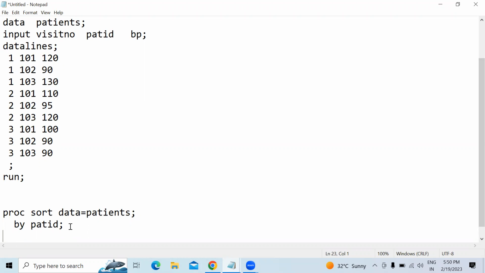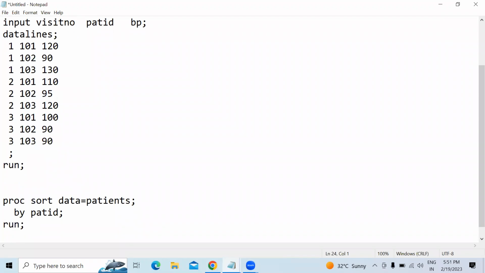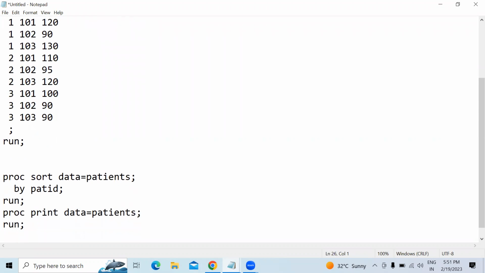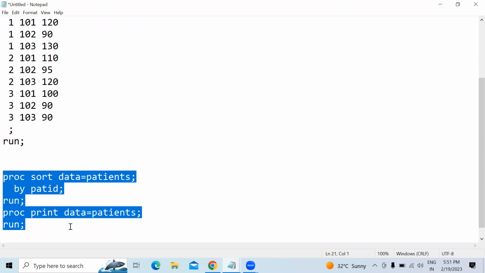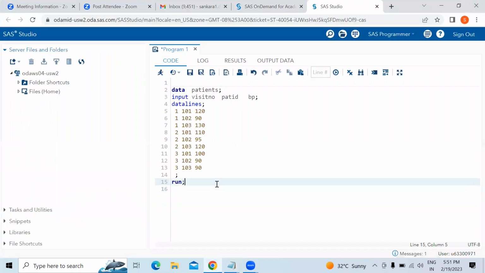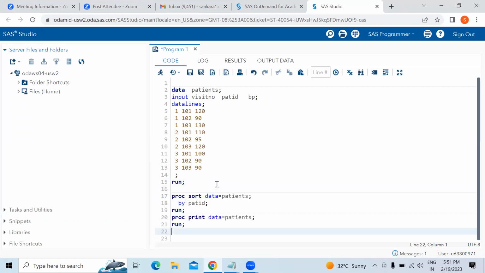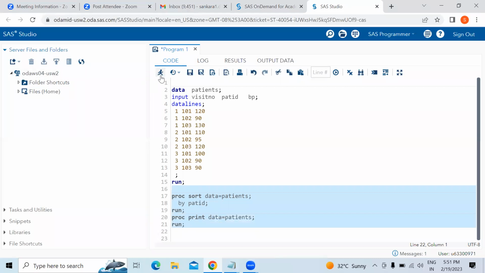I'm trying to just sort the data based on the patient ID, and then run it. Finally, after completion of this, check the data output. Proc print data equal to the data set name, patients. So these two procedures I am going to run now. Running only this part. Check the output now.